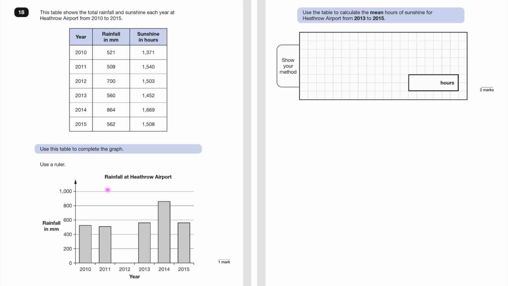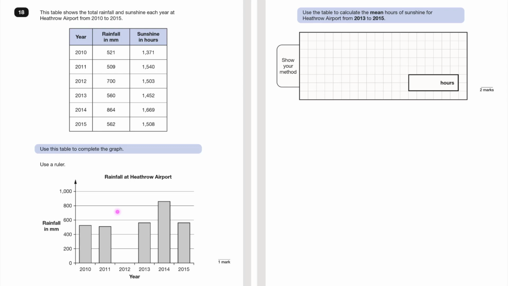Okay, let's have a look. Use the table to calculate the mean. So the first part of the question is to use the table to complete the graph. So you can see here on our bar graph, you've got rainfall at Heathrow. Along the bottom, we've got the years, and it's asking for the rainfall part. Okay, so you do need to make sure that you check the right part of the graph.